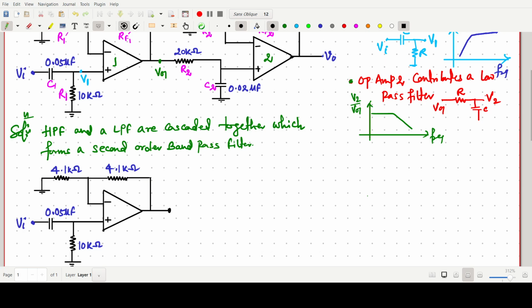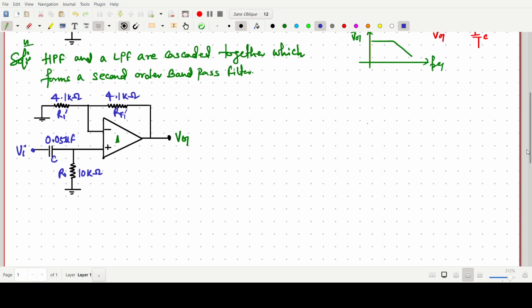Okay, so this one we can say is our open number one, and this one is our V naught 1. As we know, we have already written R1 dash, RF1 dash, C and R. So from the figure, now we have to think more about this.